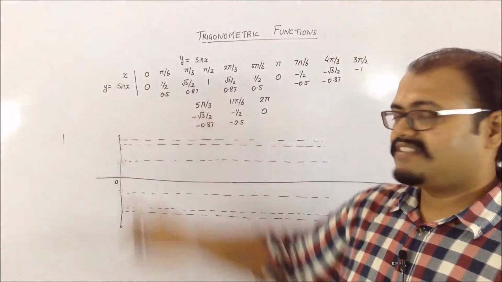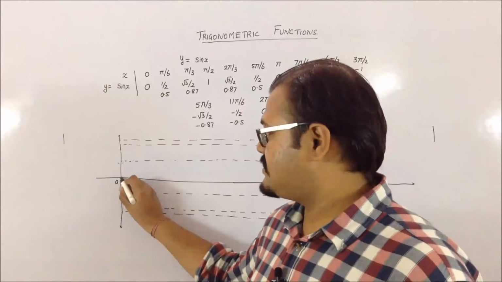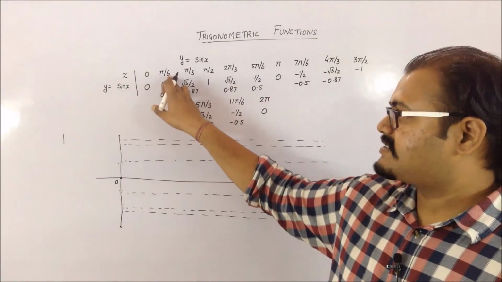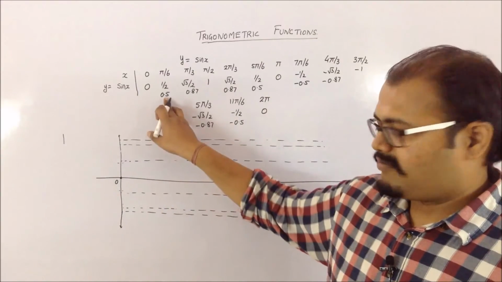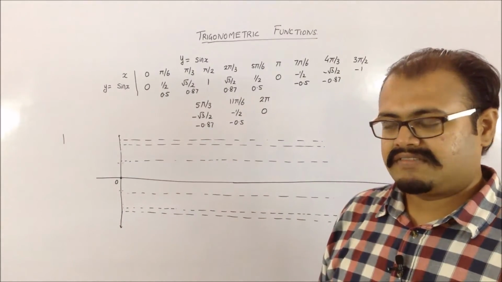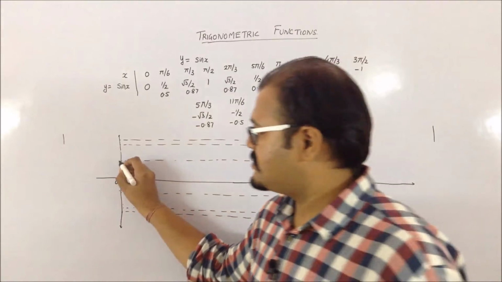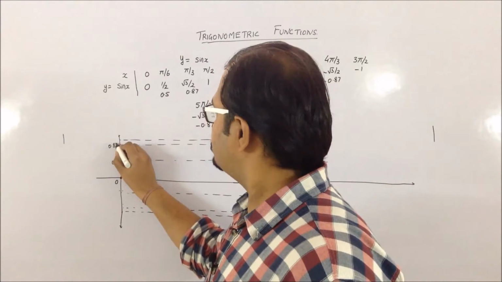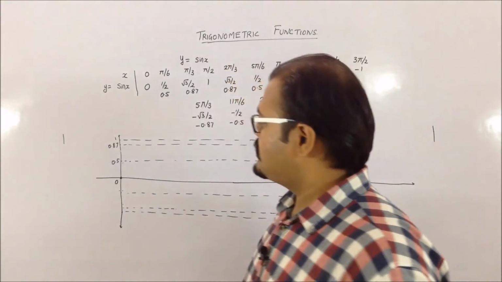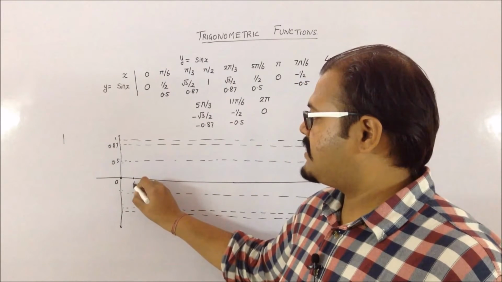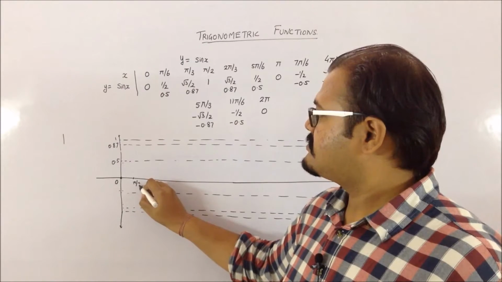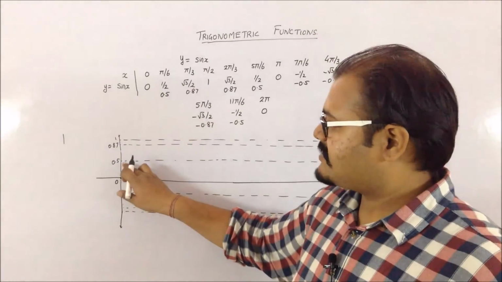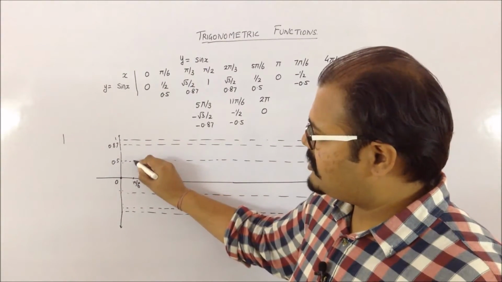The first coordinate is 0, 0, which will be represented over here. The next point is pi by 6, which is 30 degrees, and for that I am getting 0.5. This line over here represents my 0.5 line. This is 0.87 and this is my 1. So if I consider this point as pi by 6 on the x-axis, and this is my 0.5, then that point will lie somewhere over here.